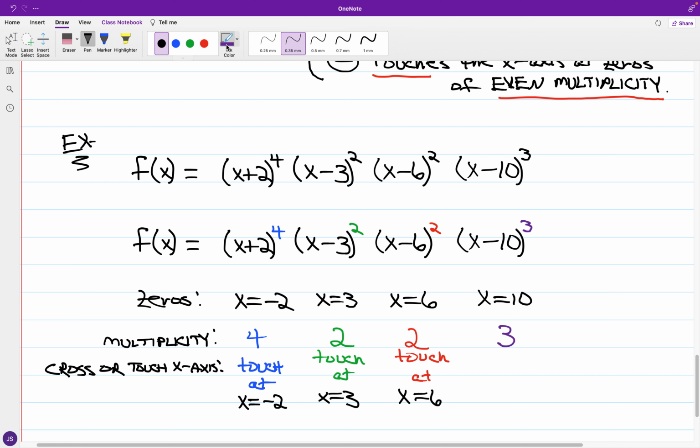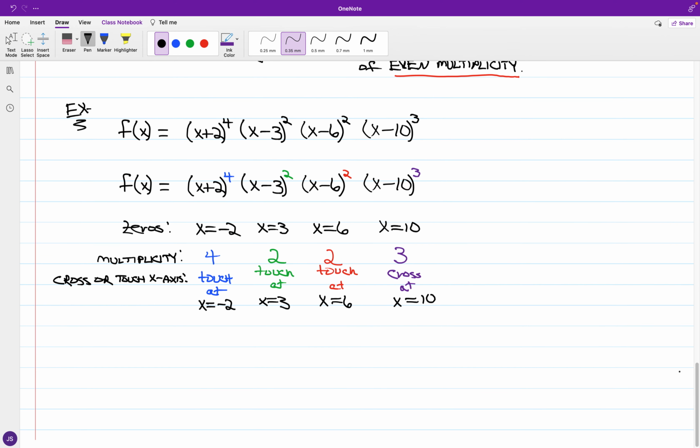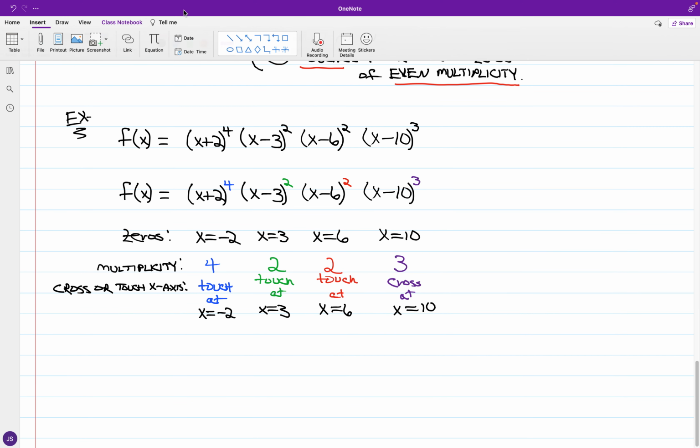And then the last multiplicity value is an odd amount. So this time it is going to cross the x-axis at that corresponding zero. So it is going to cross at x equal to 10. And so for the pattern that is going to arise.